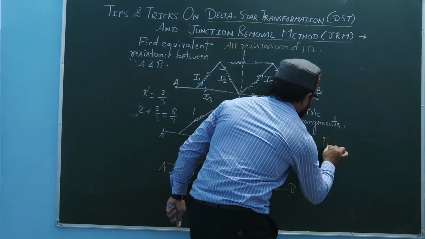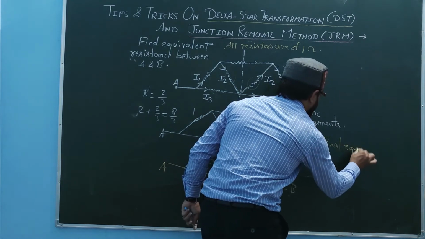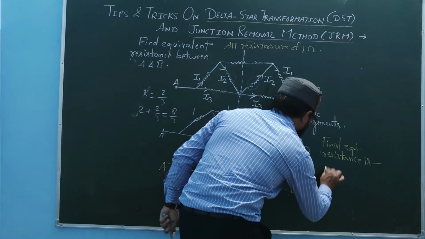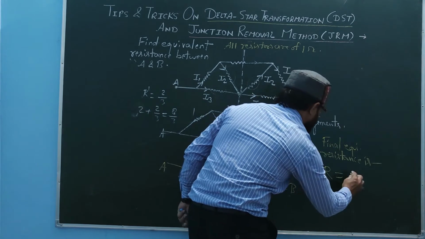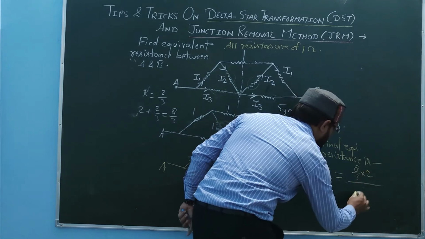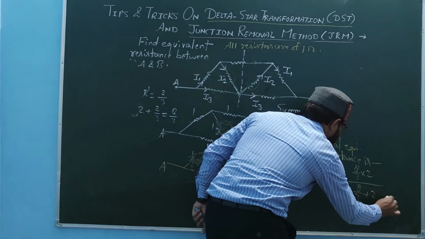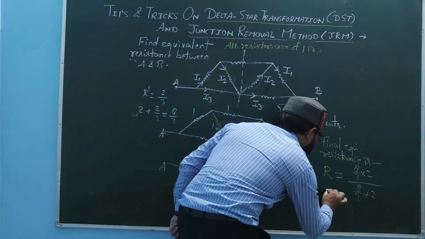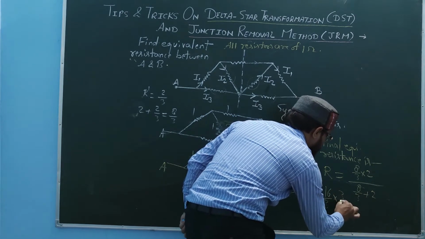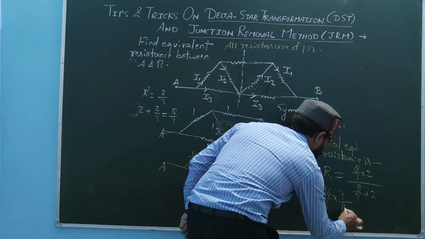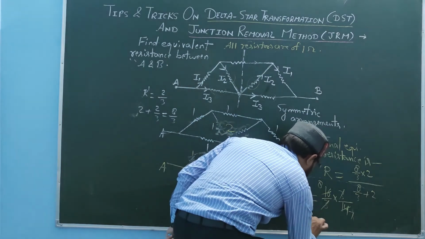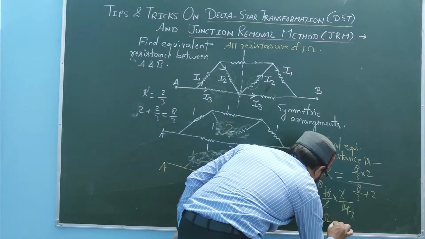So final equivalent resistance is R is equal to multiplication of both, 8 by 3 into 2, divided by addition of both, 8 by 3 plus 2. So this is 16 by 3 multiplied by this 3 in LCM, and the denominator comes up 3 twos are 6, 8 and 6, 14, 3 3 gets cancelled, 2 sevens are 14, so final result is 8 by 7 ohm.